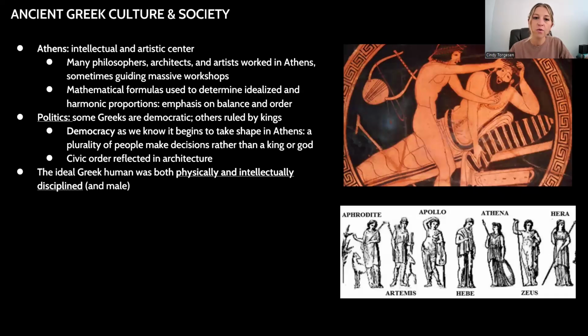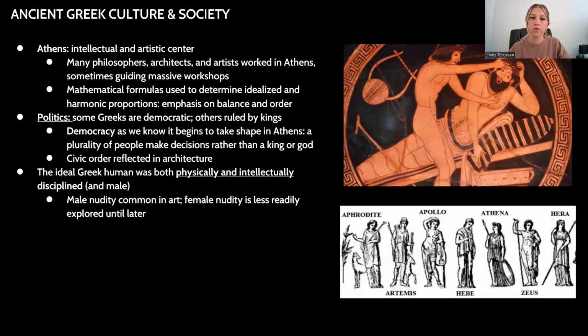The ideal Greek human was both physically and intellectually disciplined. So that meant again that there is this interest in learning and becoming educated, as well as being physically able to engage in combat and things like that. So both of those things were quite important. And we'll see that manifested in art, right? We're going to see very physically fit figures, as well as a focus on intellectual endeavors, which is harder to notice at first glance at a sculpture, but when we get into the details of it, it might become more evident.